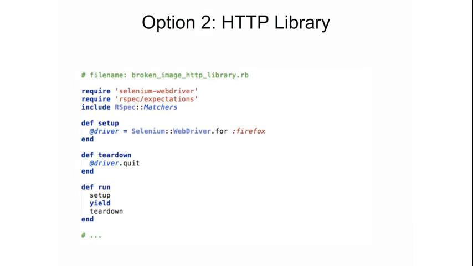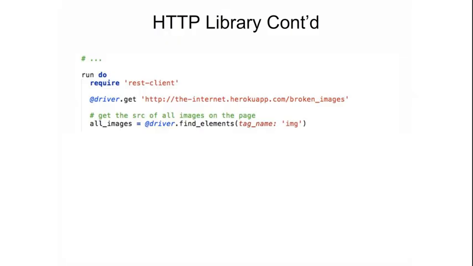Alternatively, we can use an HTTP library, which is a pretty good approach. I think it's one step better than using a proxy server because it's not as heavy. Basically, we can use something like REST client. There's numerous ones in Ruby. Every programming language has a good HTTP library. In Ruby, REST client's a pretty good one.